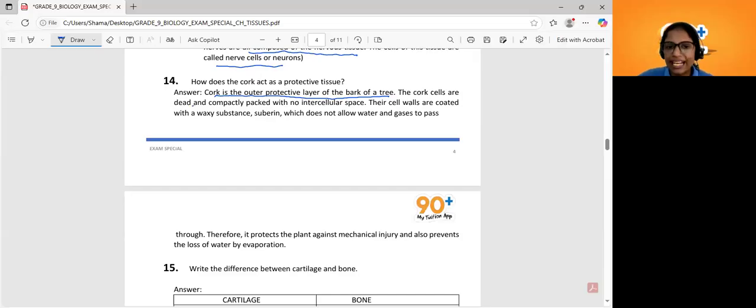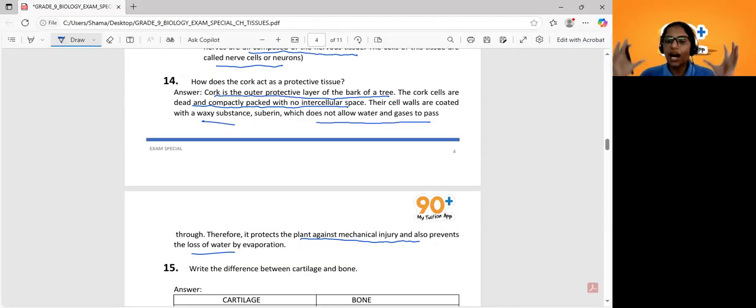Okay, and the cork cells are dead and compactly packed with no intercellular space, and their cell walls are coated with waxy substances like suberin, which do not allow water and gases to pass through them. It protects the plant against mechanical injury and also prevents the loss of water by evaporation. So we know that cork is made of dead cells and is seen in the outer layer of a tree, in the bark. They are coated with a waxy substance called suberin. When there is a waxy coating, obviously the exchange or passage of water and gases will not be allowed, and they protect the plant from all sorts of mechanical injury.